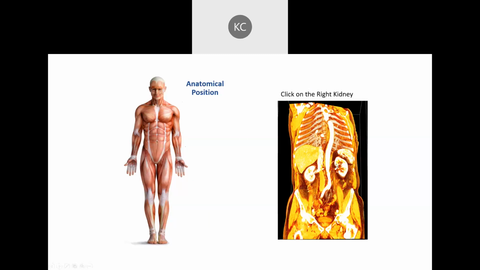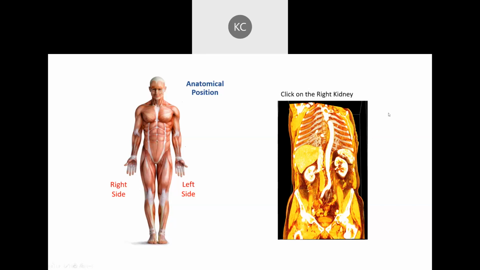So when we look here at an example of an imaging of the body, it says click on the right kidney. Well, click on the right kidney using your knowledge of what anatomical position is. So first off, what side is right and what side is left? This is our left side right here, and this is our right side. So we know this is going to be our left, and this is going to be our right over here.